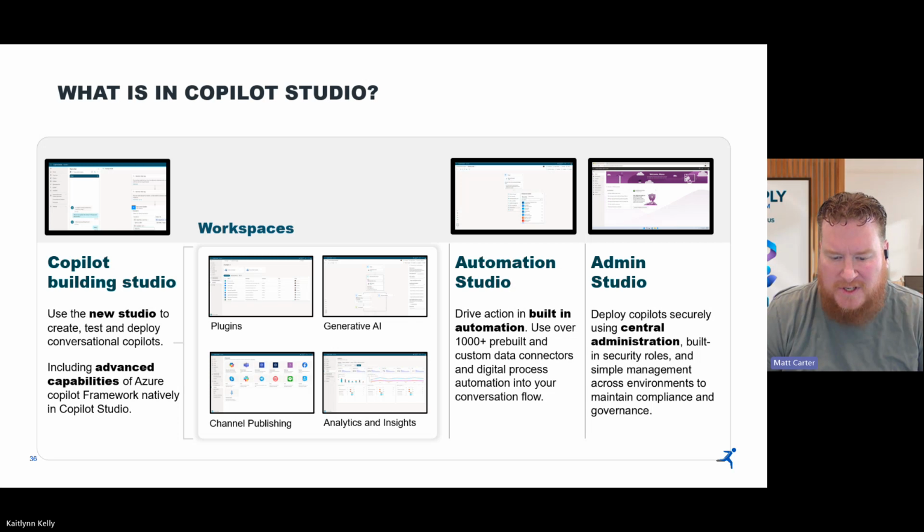The third studio, which is the Building Studio, is where you can create, test, and deploy your custom conversational Copilots and extensions. And this studio consists of four particular workspaces. The first space is used for building and managing your plugins. And then there's a space where you can leverage generative AI to help build out custom conversations and topics.